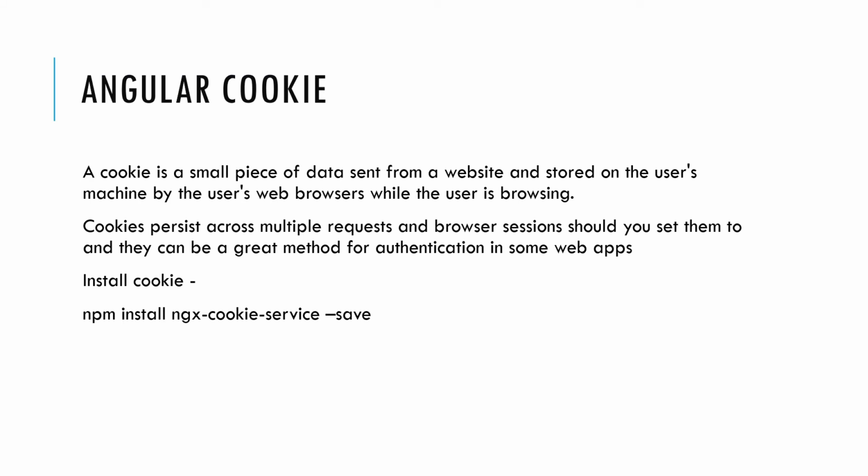So what exactly is an Angular cookie? A cookie is a small piece of data sent from the website and stored on the user's machine by the user's web browser while the user is browsing. A cookie persists across multiple requests and browser sessions. Once we send them, they can be a great method for authentication in some web applications.